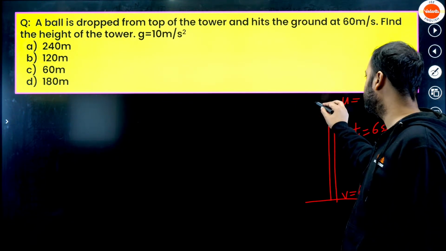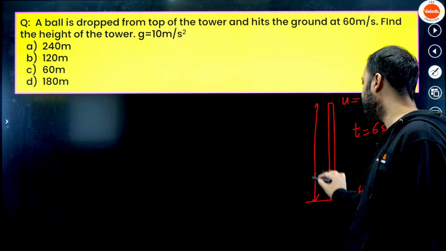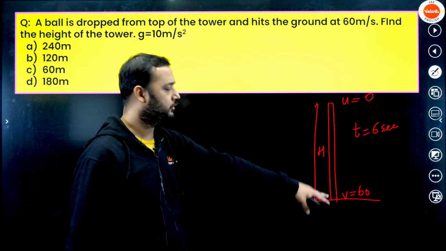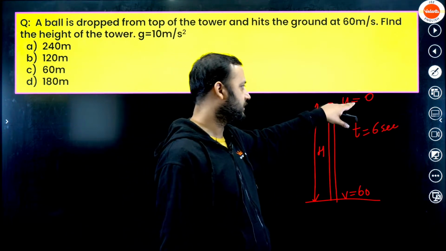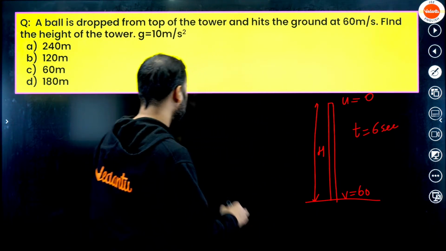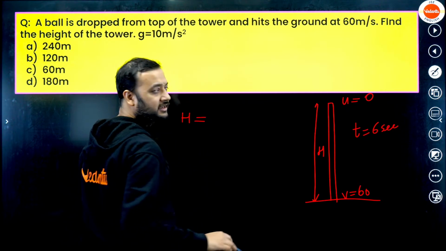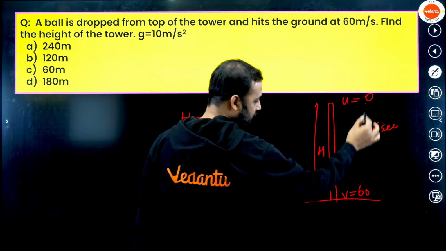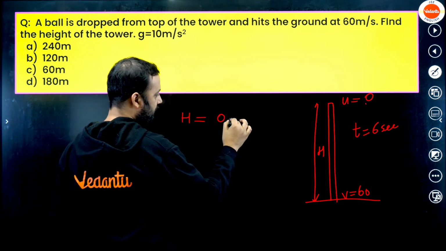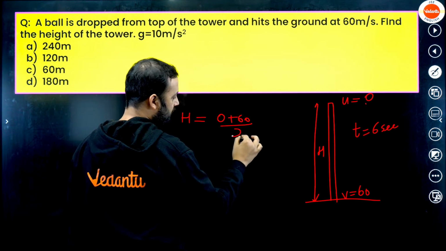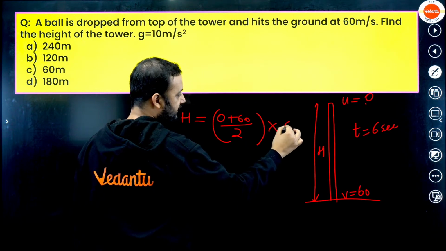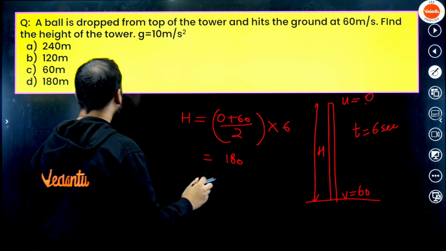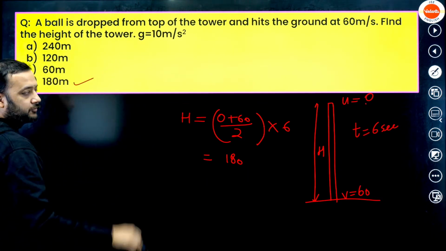Find the height of the tower. Very simple. We have to find this height. This height is nothing but the displacement of the ball from top to bottom. So this h can be written as displacement, which you can always write as average velocity into time. Average velocity will be (0 plus 60) by 2, into time. Time is 6 seconds. So this becomes 30 into 6, which is 180. So option D will be the correct answer for this question.